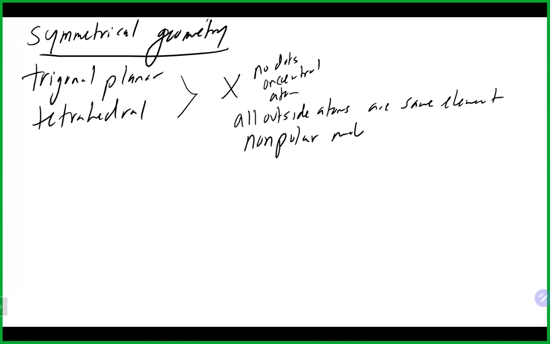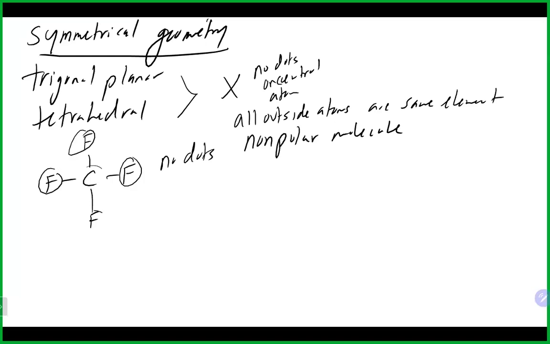And that's because they're going to be perfectly equal and opposites of each other. So they'll either pull equal and opposite, or they'll push equal and opposites of each other, and they will essentially cancel each other out. So if you took something like this, and again, I'm not going to draw all the dots on the fluorine here, but there are dots. But if we look at the central atom, there are no dots. All the outside atoms are the same. This is going to be a nonpolar molecule.